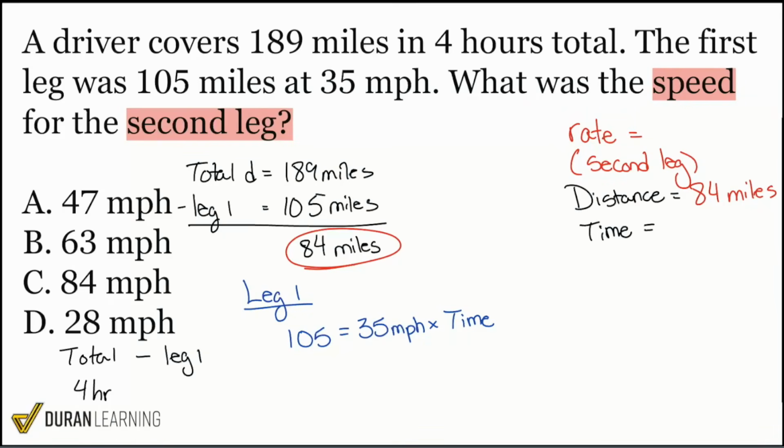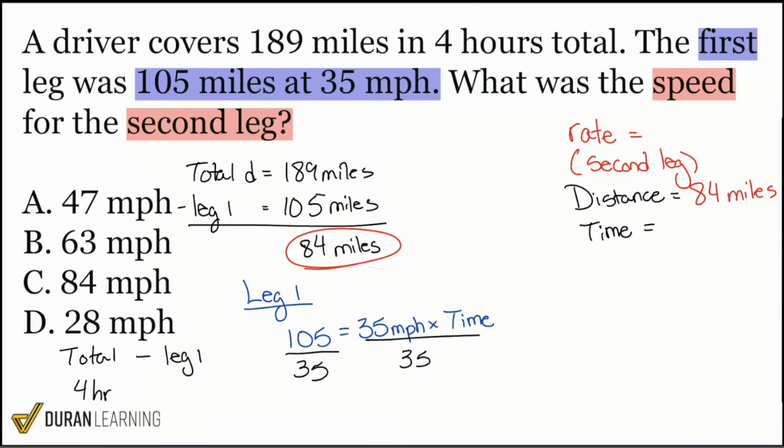Let me highlight this for us perfectly still right there. That's leg 1, first leg. We're supposed to divide to get that time, exactly. So once we do that, boom, divide by 35, divide by 35. And with enough mental math practice, you'll know what 105 divided by 35 is. That's going to be 3.